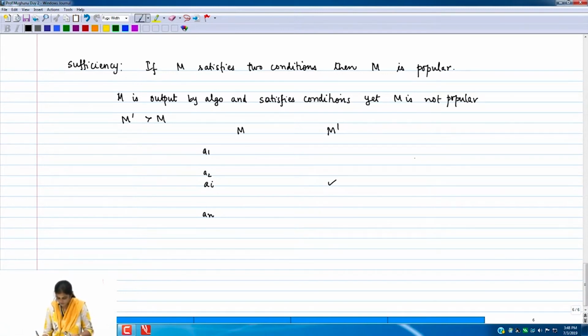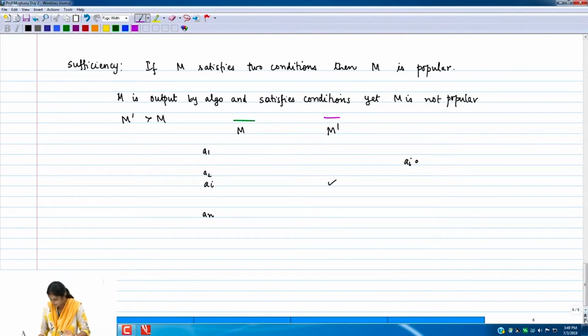So we ask, what did this matching M, the matching output by our algorithm which satisfies the conditions, do with Ai? Where did it match Ai? We do not know anything about M prime. M prime may look completely different from the conditions of the lemma. We have no handle on M prime. So we look at this Ai and ask, we will call this matching the green matching, and M prime the pink matching. So should Ai be matched in the green matching?